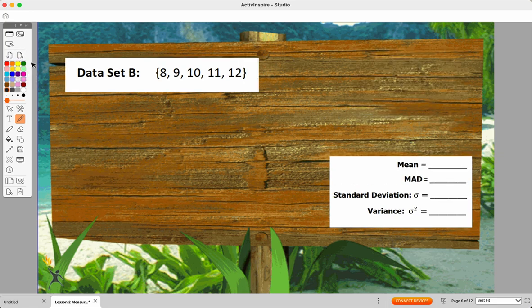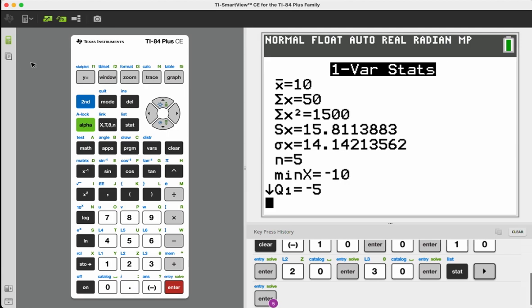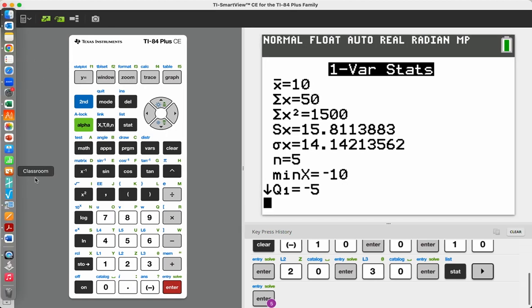Let's take a look at data set B. You can see our data is way closer together now. Instead of being from -10 all the way up to 30, we're from 8 to 12. Our data set is much more condensed. I wonder what that's going to mean to all of our points. Okay, so again, we'll go over to our calculator, handy dandy fancy smancy thing.